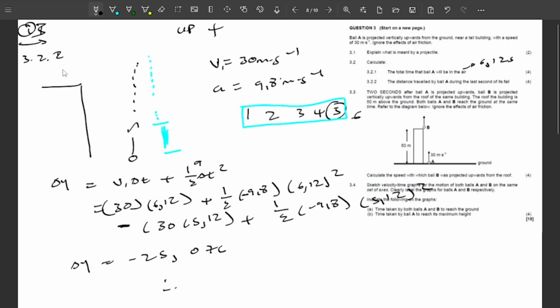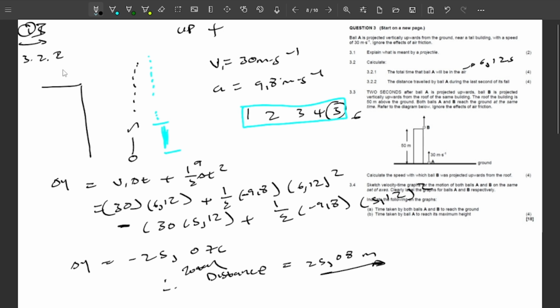Therefore, the distance was 25.08 meters. Good. So this is how you're going to answer it.